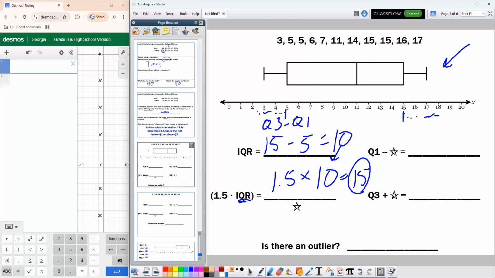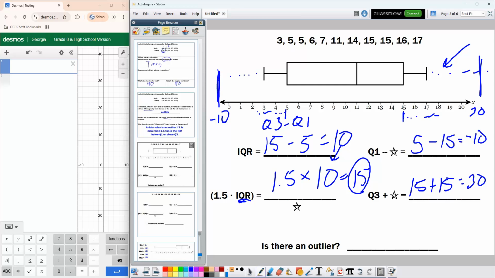So Q1 was 5. Let's subtract that number we just got, 15. That would be negative 10. Q3 is 15. Let's add the 15 we just got. That would be 30. Now, negative 10 is way over there on the number line, and 30 is way over there on the number line. Are there any dots or box and whisker stuff over there past those two numbers, negative 10 and 30? No, there's not. It's all in between here. So there are no outliers.